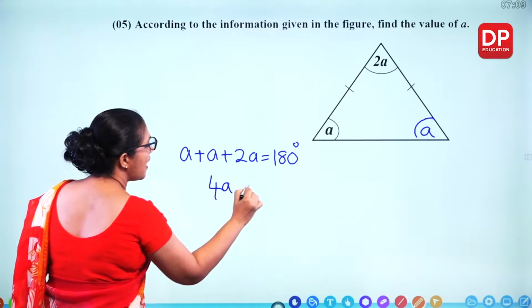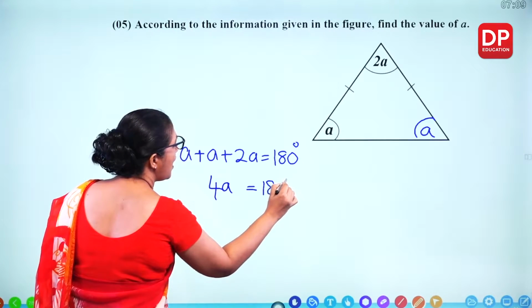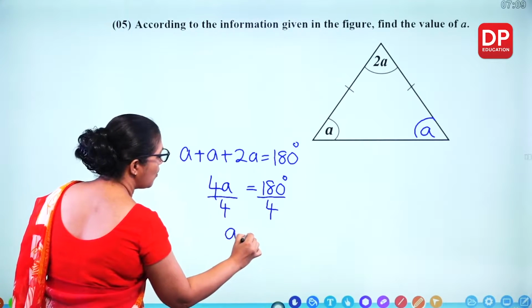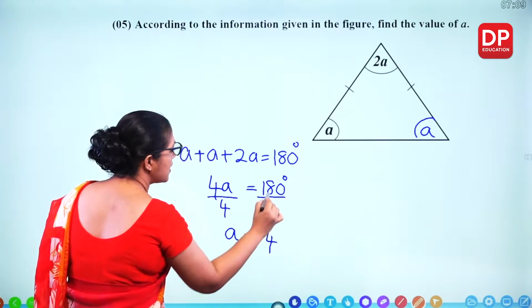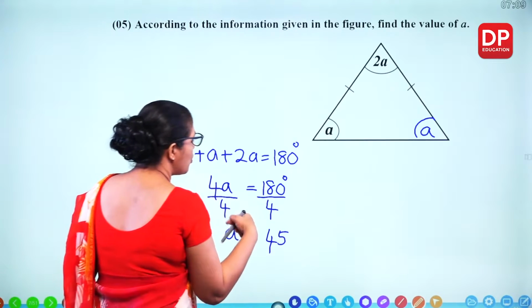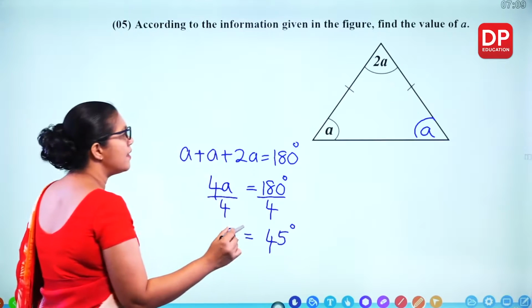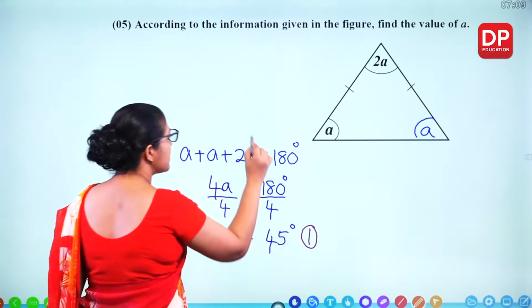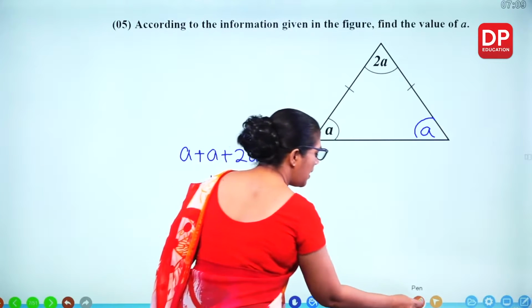4A equals 180. Divide both sides by 4, you get A equals 45. So 45 degrees. 1 mark for the answer and 1 mark for the method.